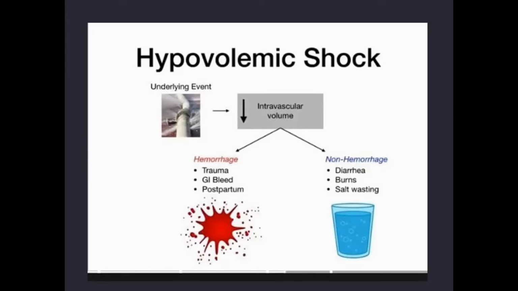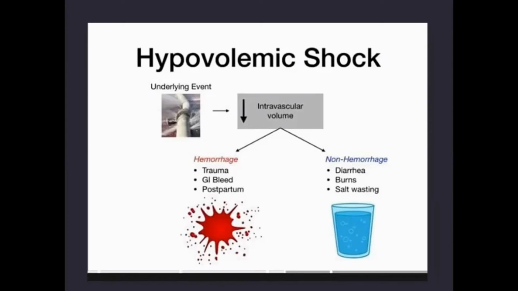Now, what's going on? Any underlying event that results in the loss of fluid results in the leaking out of pipes, and that results in a decrease in the intravascular volume in the body. Now, there are two different causes. You see there, I have mentioned that it's either hemorrhagic or non-hemorrhagic. The hemorrhagic problem is due to blood, and the non-hemorrhagic problem is due to water.